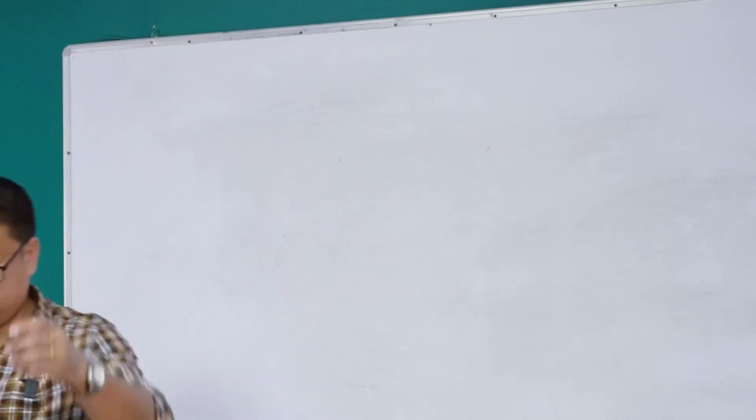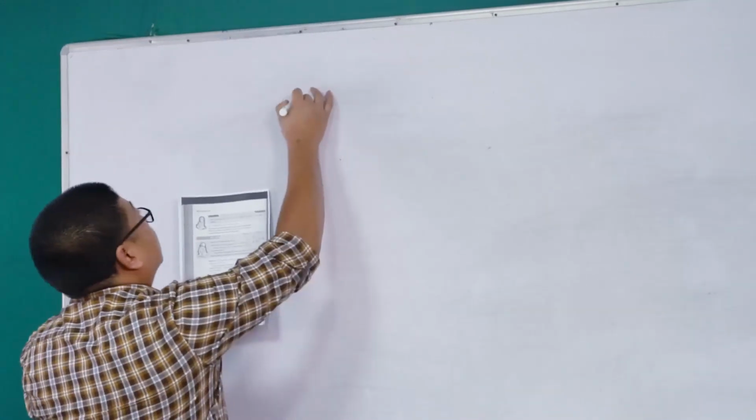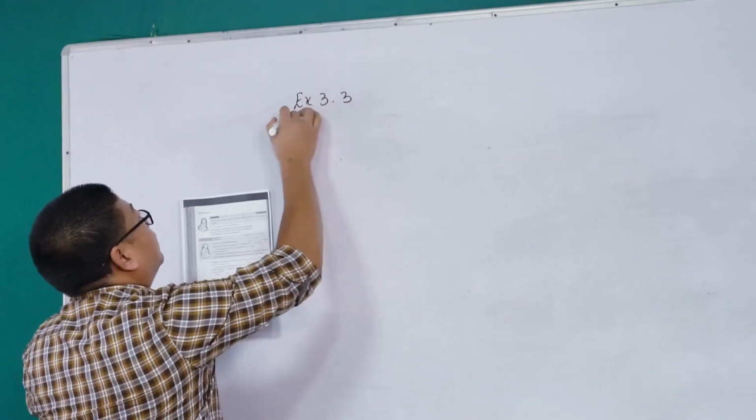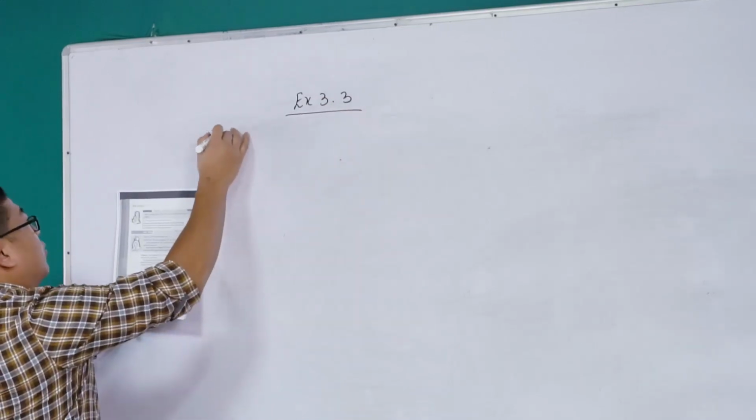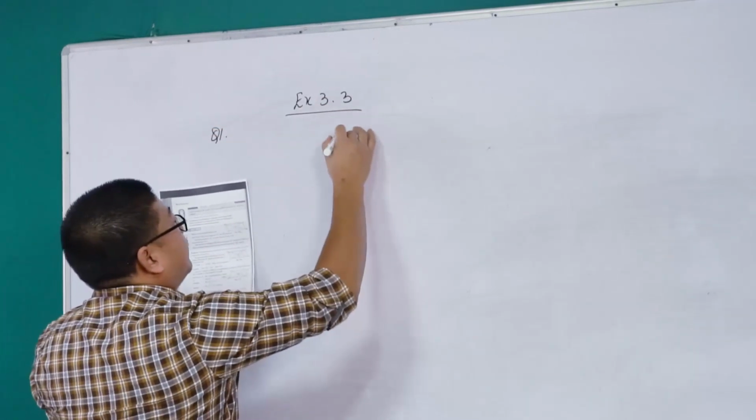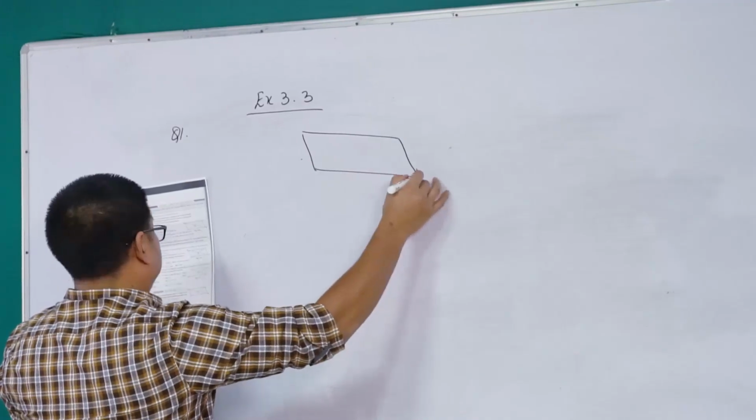With this, we will move on to the exercise part. Please turn to page number 50 in your textbook, and let's start with the first question, exercise 3.3. Question number 1. They have given us a figure, something like this.